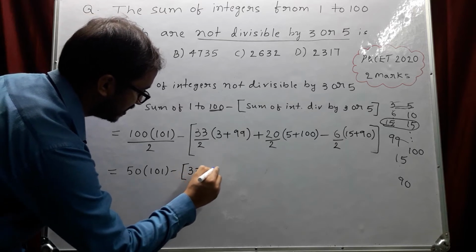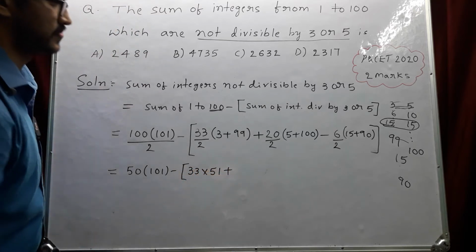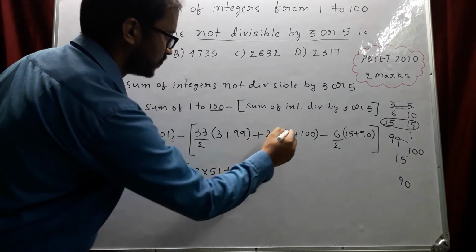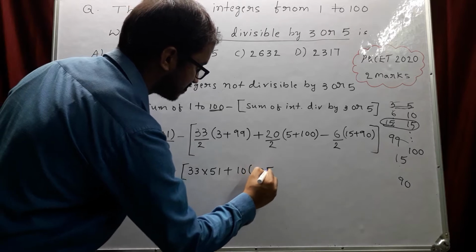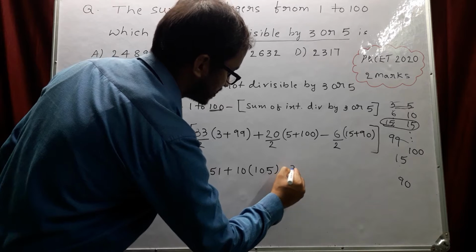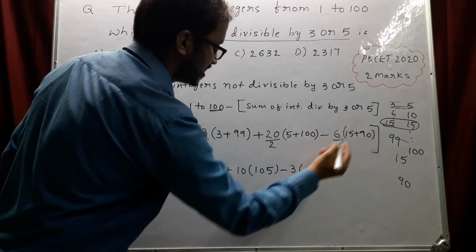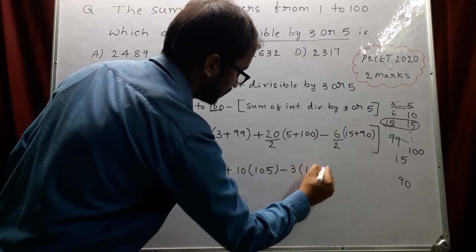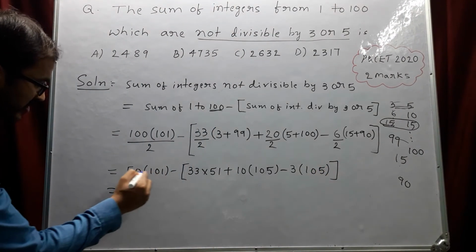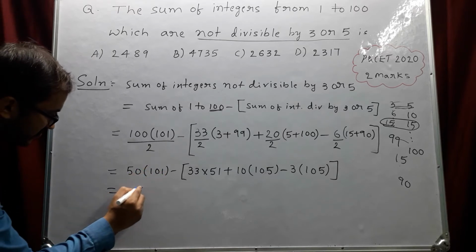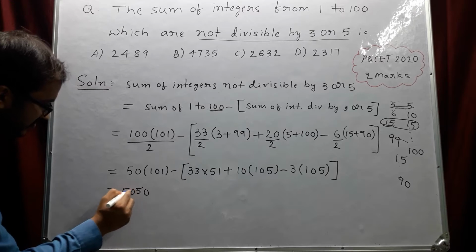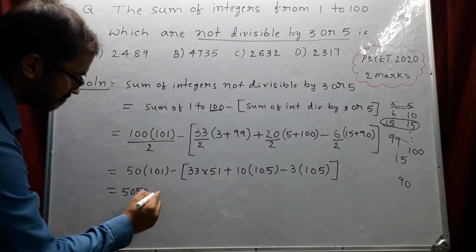So 33 into 51, plus here 20 by 2 becomes 10. 10 into 105, minus 6 by 2, that is 3, into 90 plus 15 becomes 105. So that is 101 into 50. That is 50 into 101, which is 5050.